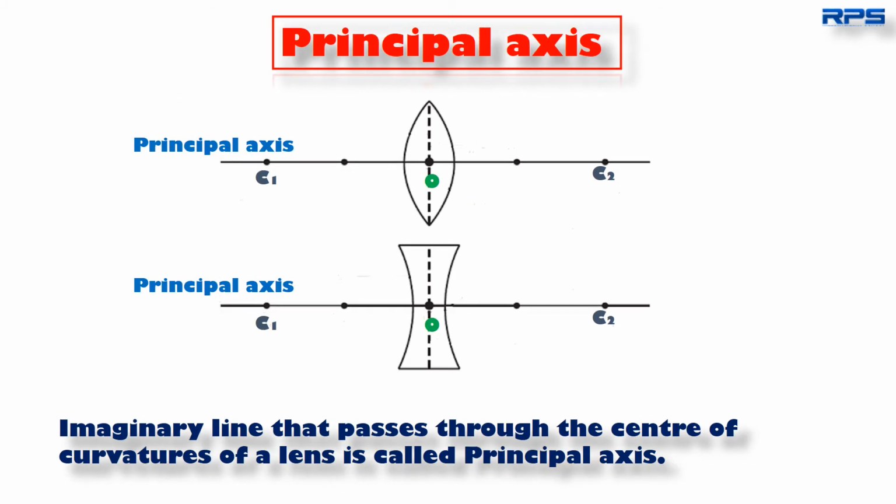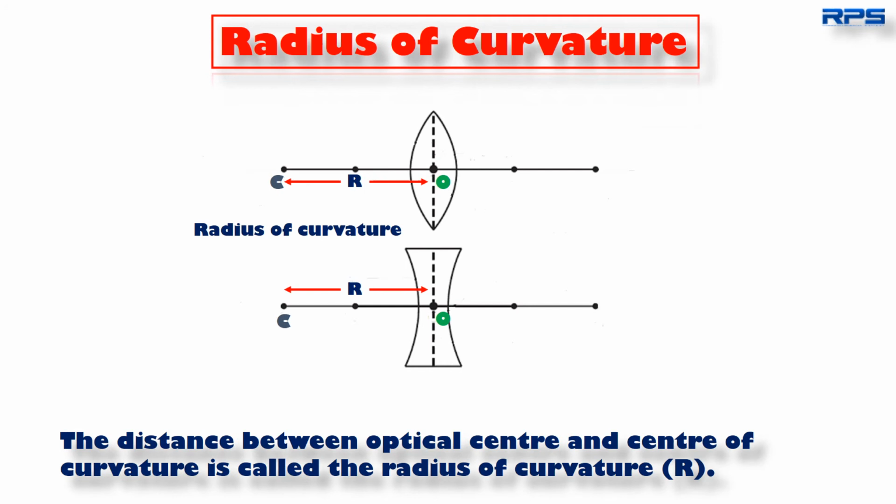Principal axis. The imaginary line that passes through the center of curvatures of a lens is called principal axis. Radius of curvature. The distance between the optical center and center of curvature is called radius of curvature.